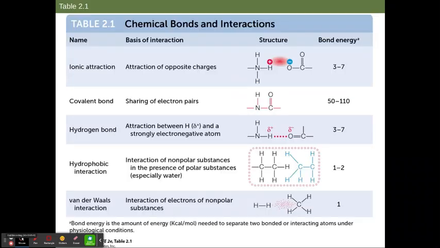Now, when we examine table 2.1, which is on page 22 in your text, we are shown brief definitions of our different types of bonds. We're going to go into a little bit more detail about each of these: ionic attraction, covalent bonds, hydrogen bonds, hydrophobic interaction, and van der Waals forces.